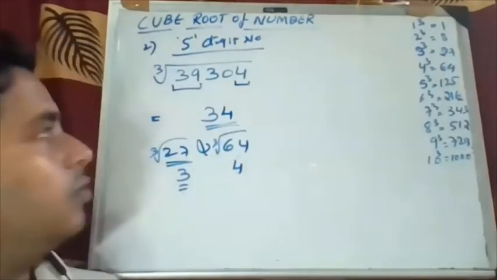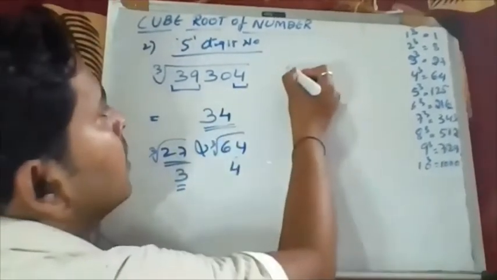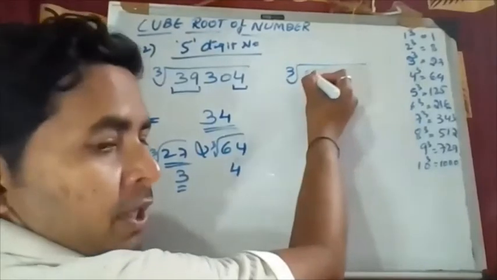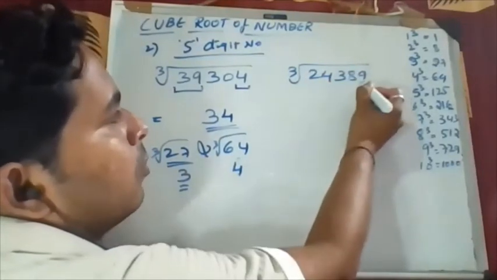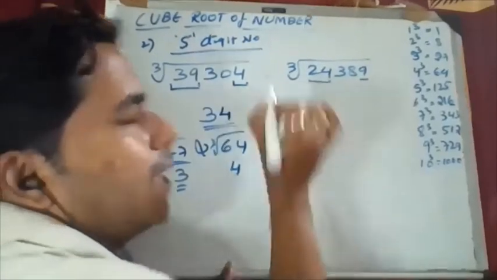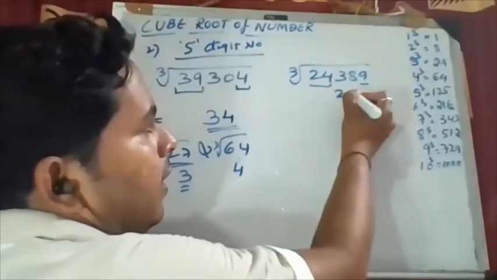Okay. So now you people try the cube root value of 24389. So make a group of the first two digits and the last digit, and tell me. 24389. So your answer will be a 29.